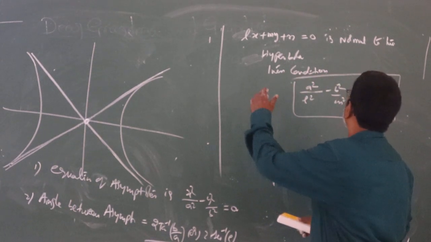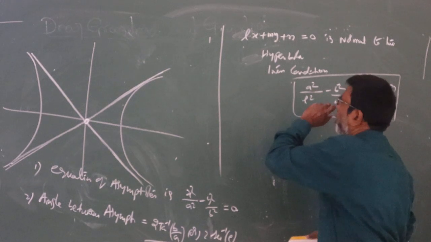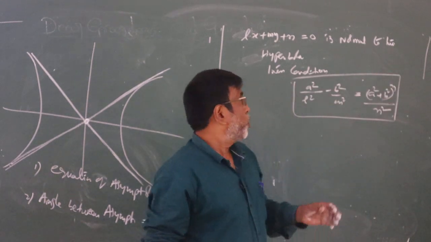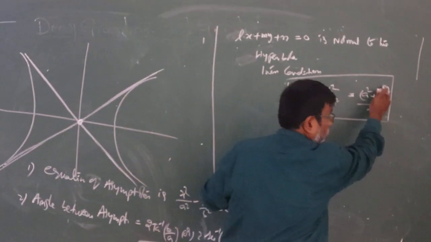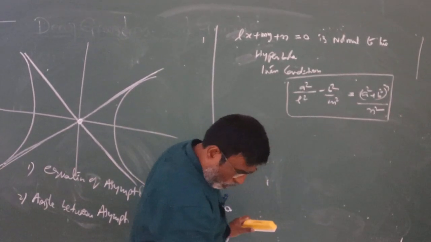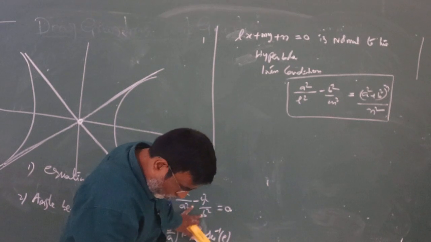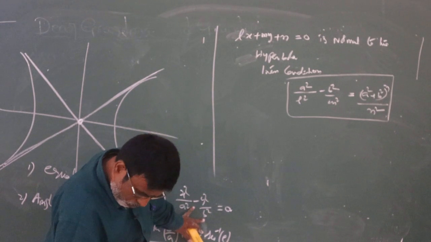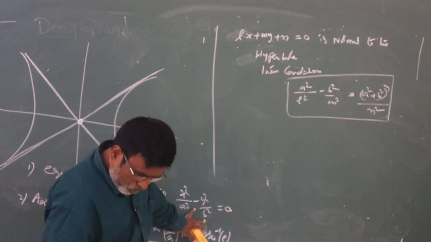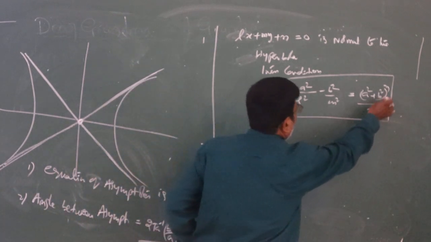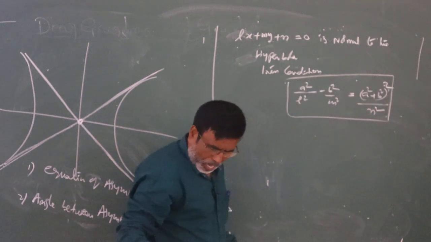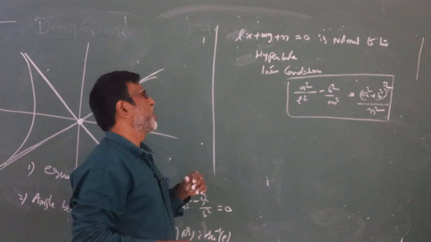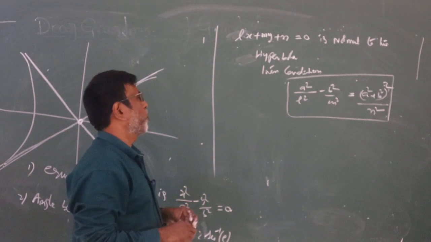Then a square by L square minus b square by m square equals (a square plus b square) whole square by n square. This is the condition for the normal.